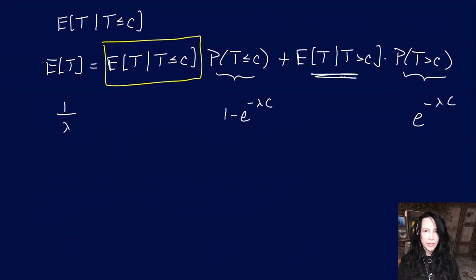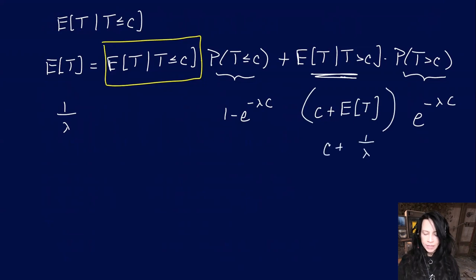Well, we did this one earlier. This was the expected value of an exponential, given that it's greater than c, and so that's going to be c plus the remainder, which is still exponential. So another expected value of t. And that's going to be c plus 1 over λ. So we have all the pieces.